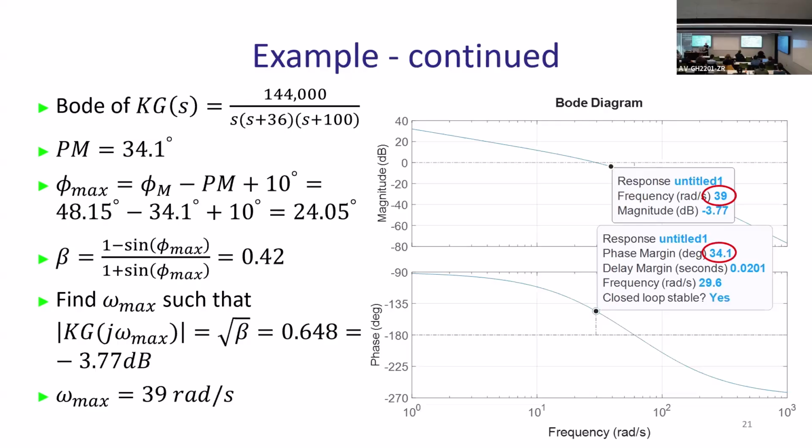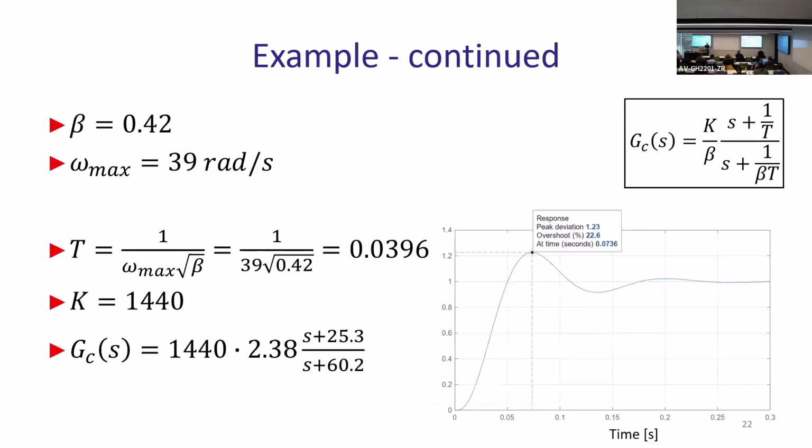So this is the point where I want my maximum to be. This is where I will add that phase. Okay, this will be my crossover frequency, omega max of my controller. Practically that's it. So I have all of the values already.